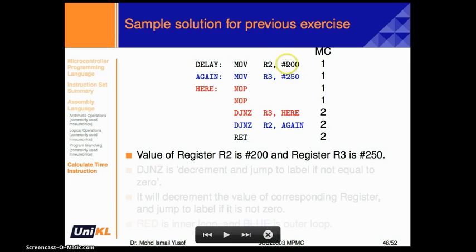Just copy the value of 200 decimal into R2 and 250 decimal into R3, and now the value inside R2 is 200, and the value inside R3 is 250. Please also observe that I put the number of machine cycles required for each instruction, or for each line.